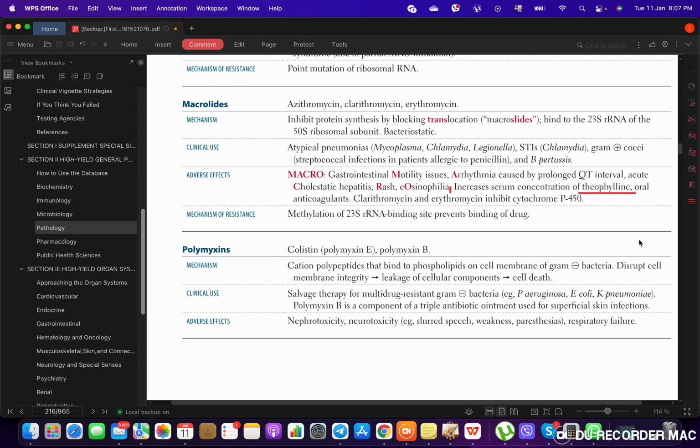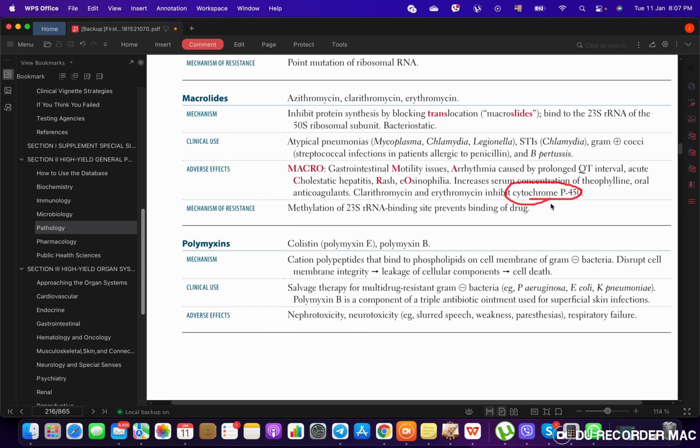We will learn about how this drug will be affecting our cytochrome P450 when we study it. So basically, clarithromycin and erythromycin inhibit the cytochrome P450. I don't want to go into details about this, but basically when you inhibit this enzyme, which is located in the liver, the substances that are metabolized by this enzyme will increase in the serum, like theophylline and oral anticoagulant, which can lead to bleeding disorder.